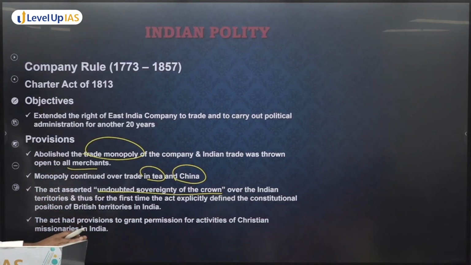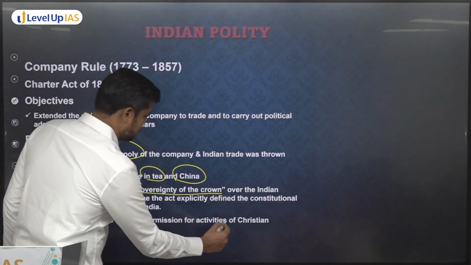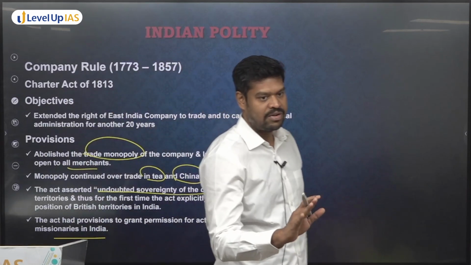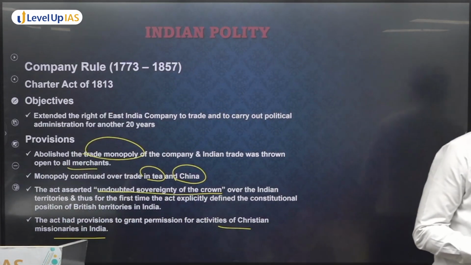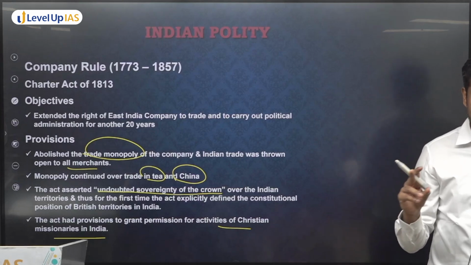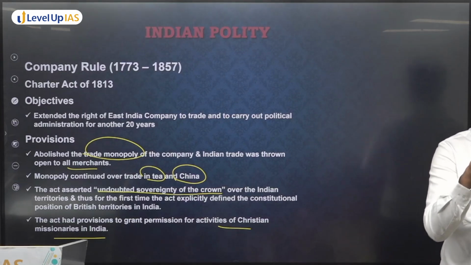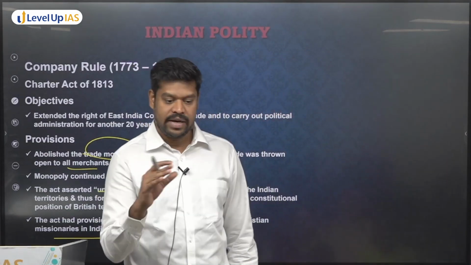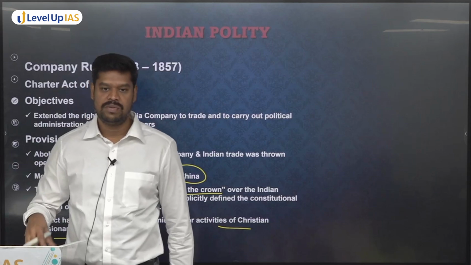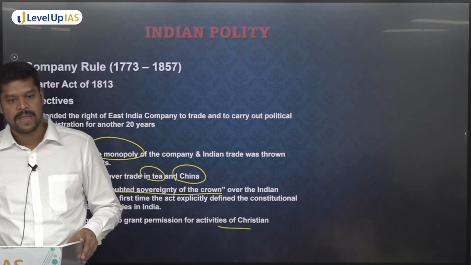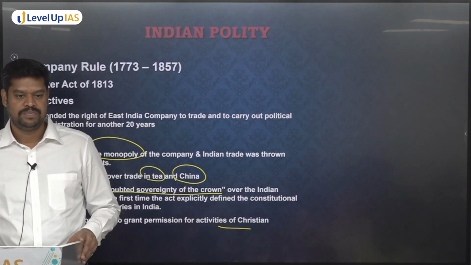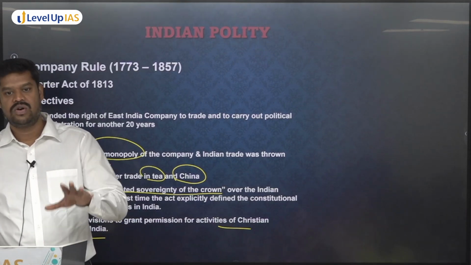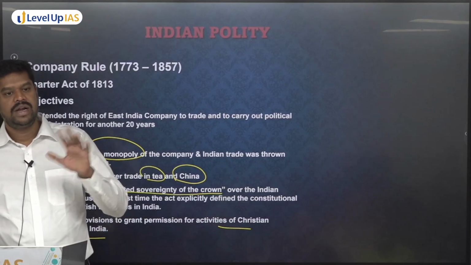The act also had provisions to grant permission for the activities of Christian missionaries. This is again an important development for the Christian missionaries to come to India. Never ever were the Christian missionaries allowed to come to India. In fact, the company was against this. It was the court of directors who were against allowing the Christian missionaries to come to India and to start their missionary activities. But the 1813 Charter Act allowed the Christian missionaries to come to India and start missionary activities. Now, why do you think the company would not be happy? The court of directors were not happy initially. So therefore, the missionary activities were not happening in India till 1813, and only in 1813 it started to happen.